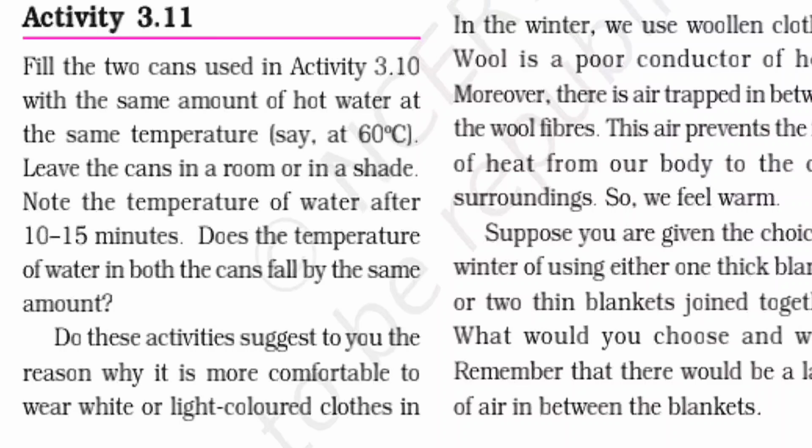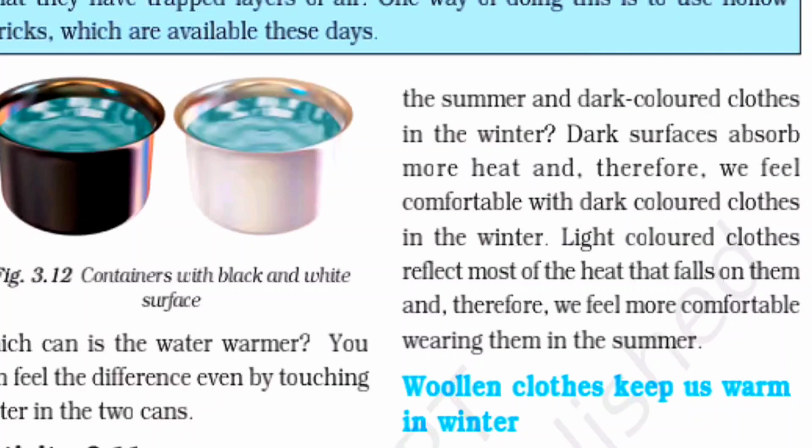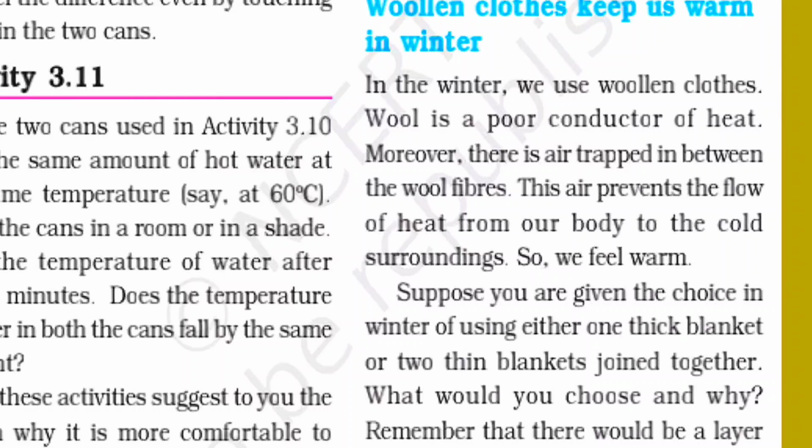Do these activities suggest to you the reason why it is more comfortable to wear white or light colored clothes in summer and dark colored clothes in the winter? Dark surfaces absorb more heat and therefore we feel uncomfortable with dark colored clothes in the summer. Light colored clothes reflect most of the heat that falls on them and therefore we feel more comfortable wearing them in the summer. Woolen clothes keep us warm in winter.